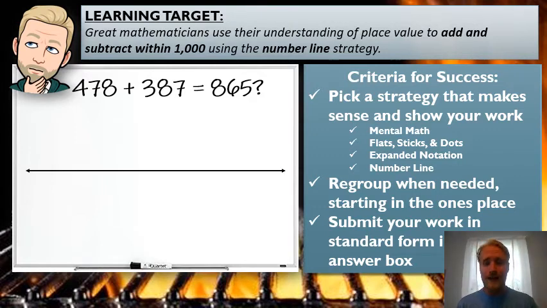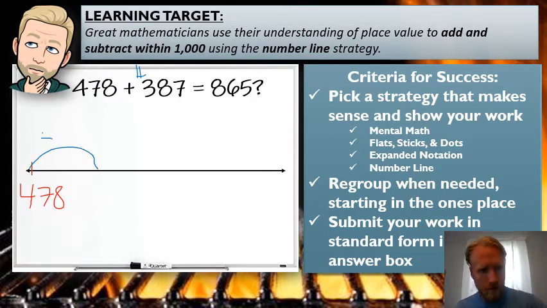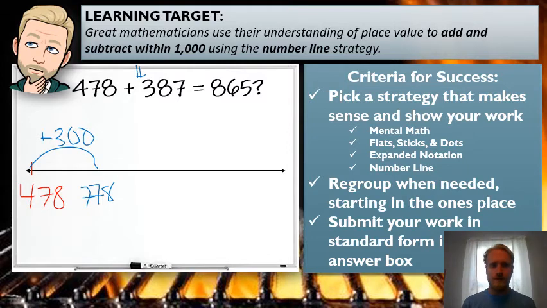So when we're adding, it's always great to start with what? The bigger number or the small number? Or we want to start with the bigger added. So I'm going to write in 478. All right, now I'm going to go ahead and do big old jump of 300. All right, so that's 778.